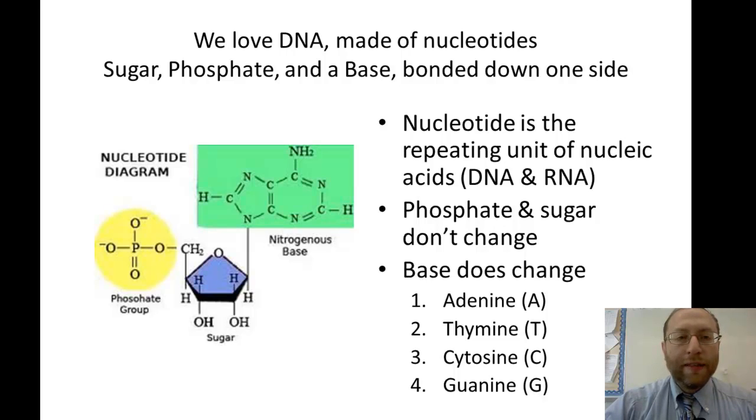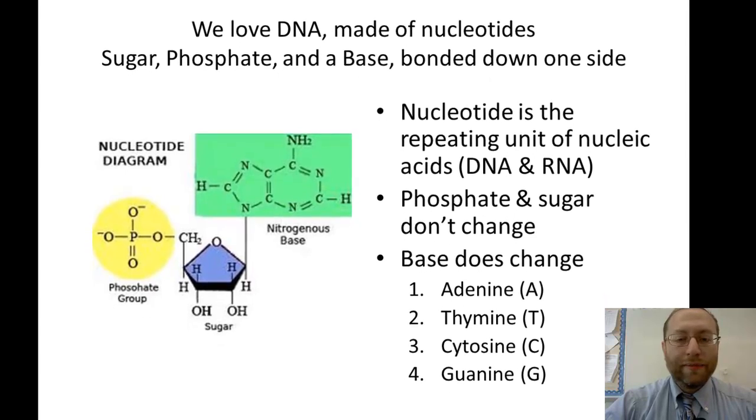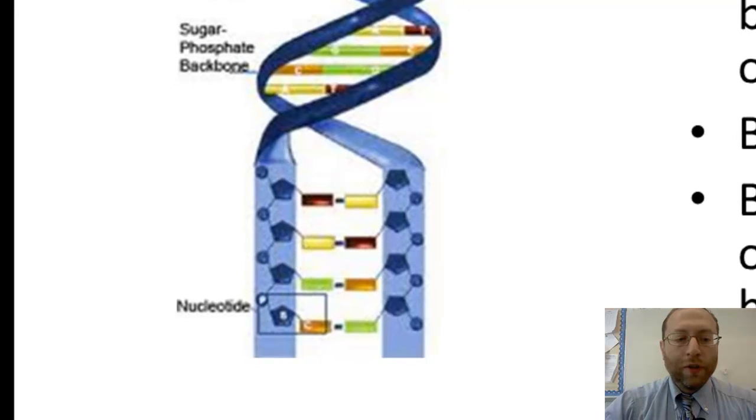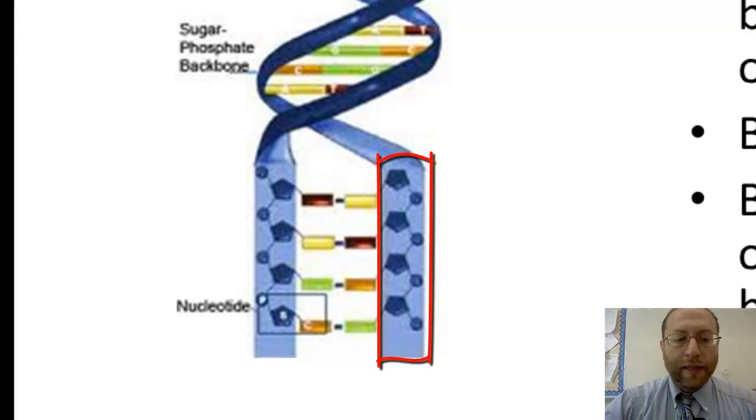Adenine, which is abbreviated as A, thymine, which is abbreviated as T, guanine is abbreviated as G, and cytosine, which is abbreviated as C. If you look at the second line in there, sugar, phosphate, and a base bonded down one side. If you look at the bottom of this, there you see our nucleotide in miniature, and you see that they're each bonded down one side, and we've got a second chain on this.